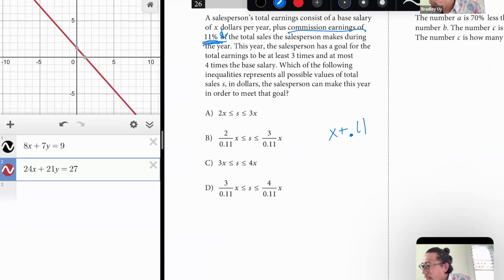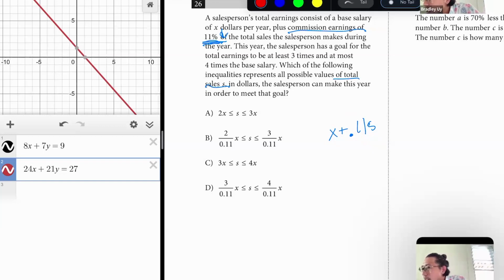Now, where is sales? That's S. If you look later in the problem, that's S. Okay. And this expression represents all the money you've made. This is your base salary, and this is your commission. It's 11% of whatever sales you make.